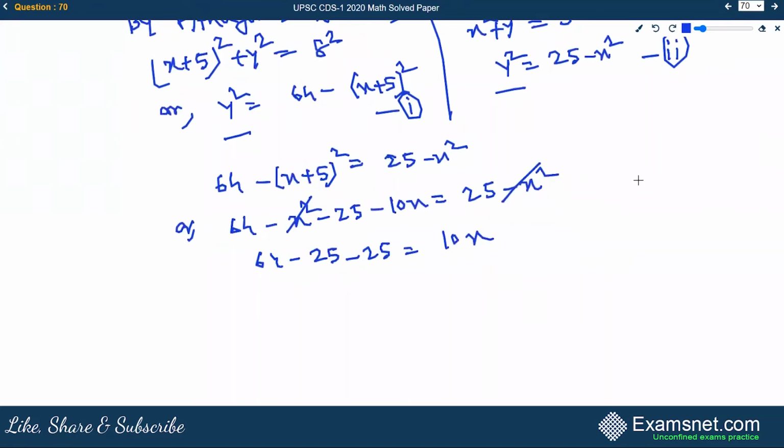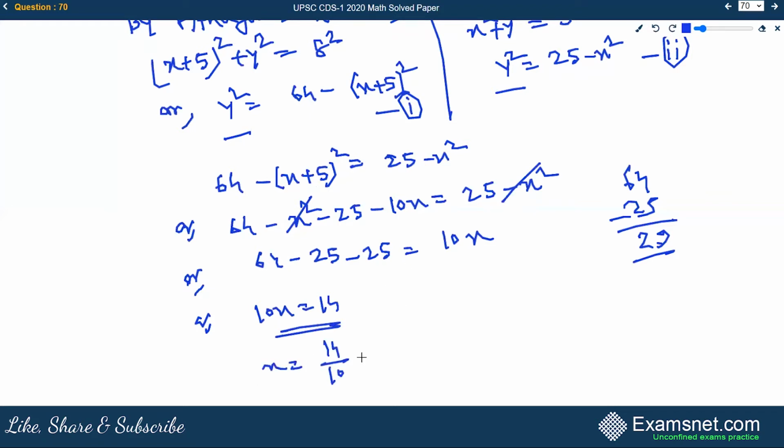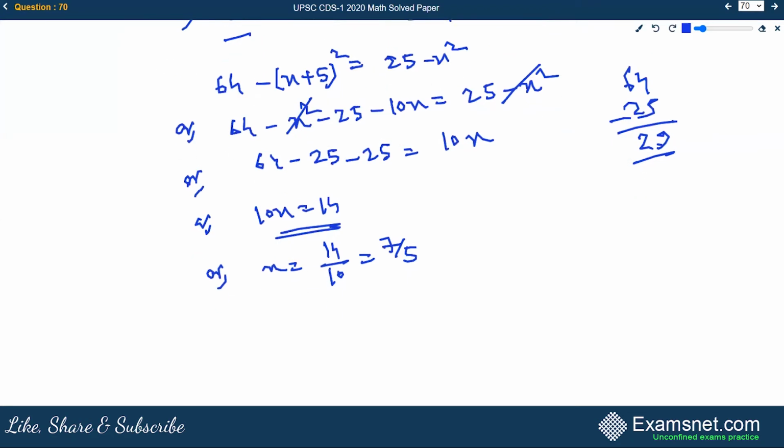So this would result in 64 minus 25, 29, right? Rather, 64 minus 50. Yes, that is 14. So 10x equals 14. From here we can write x equals 14 by 10, that is 7 by 5. So we got the value of x, that is 7 by 5.